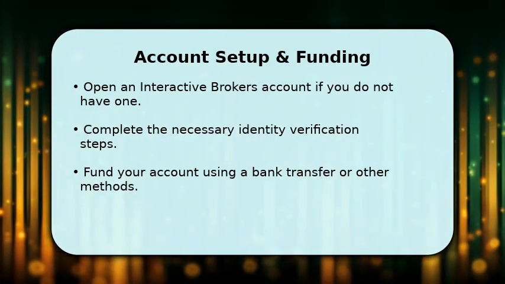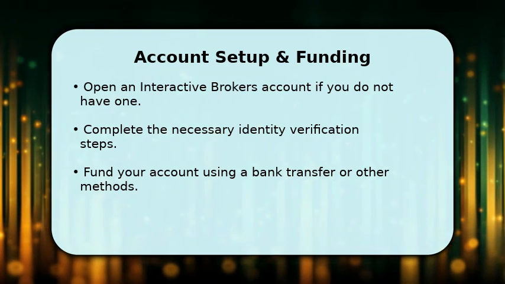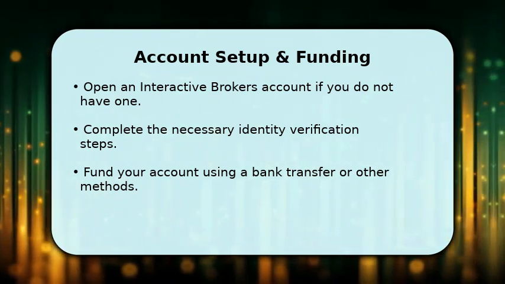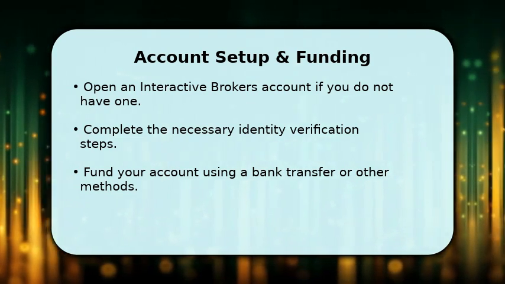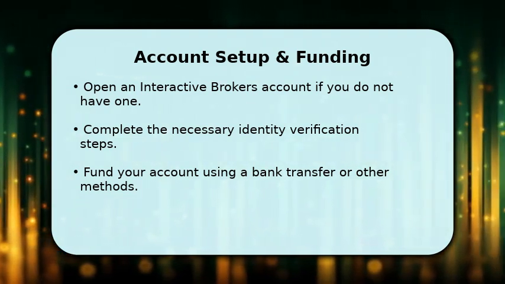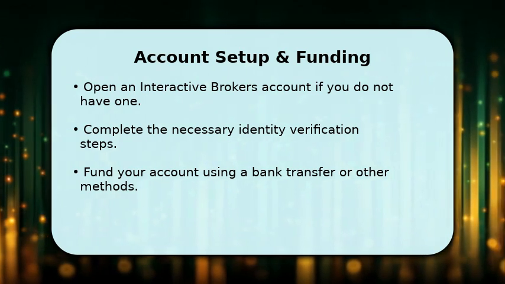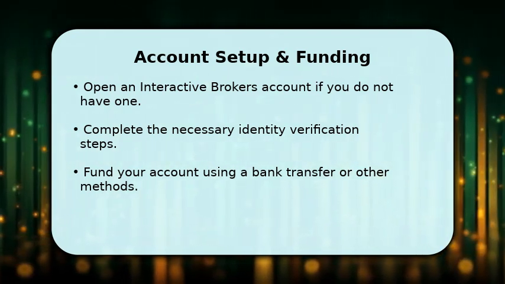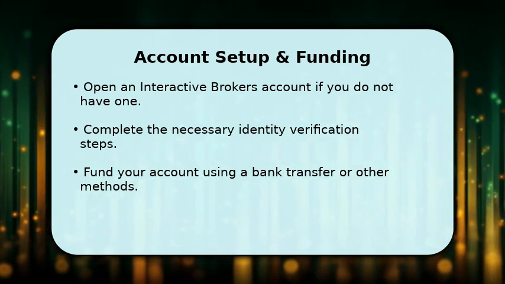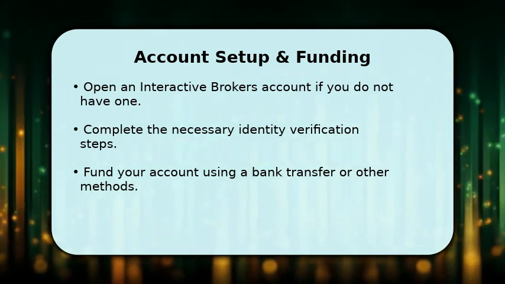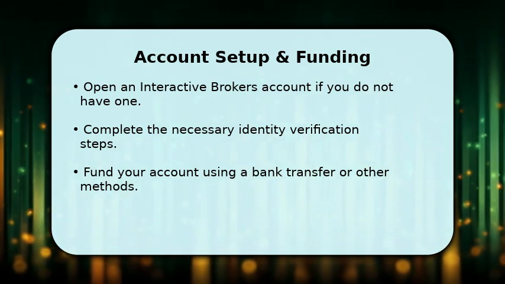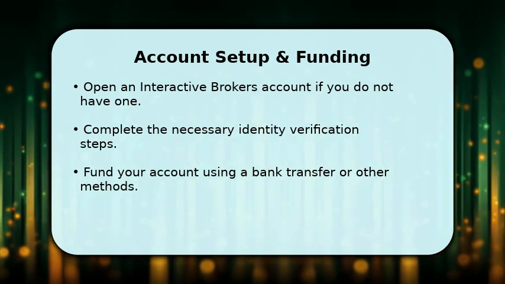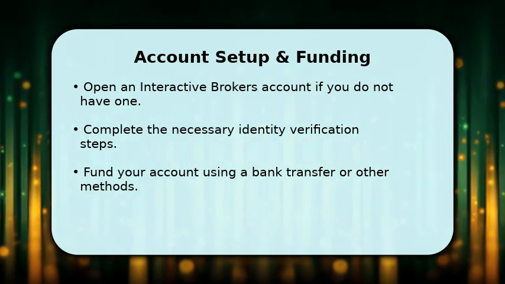To begin, if you don't already have one, open an Interactive Brokers account. The process involves providing personal information and completing identity verification, which is crucial for security. Once your account is approved, you'll need to fund it. You can typically do this via a bank wire transfer, ACH deposit, or other supported methods. Make sure you have sufficient funds to cover your desired XRP purchase and any associated trading fees. This step is vital before you can place any orders.